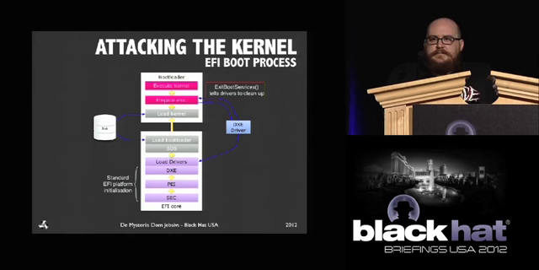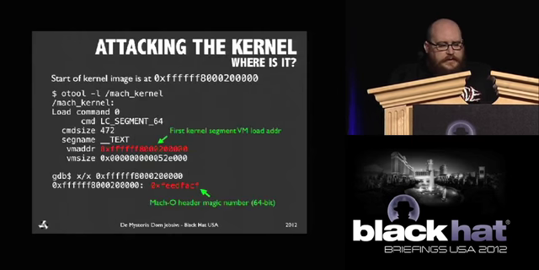In order to actually mess with the kernel, we need to find it. The start of the kernel image is at that address. If we have a look at the Mach-O binary with otool or MachOView or whatever, we can see that the first segment is loaded at that address. If we have a look on a live system in a debugger, we can see the Mach-O magic number for the 64-bit Mach-O binary there. So that's where it is.